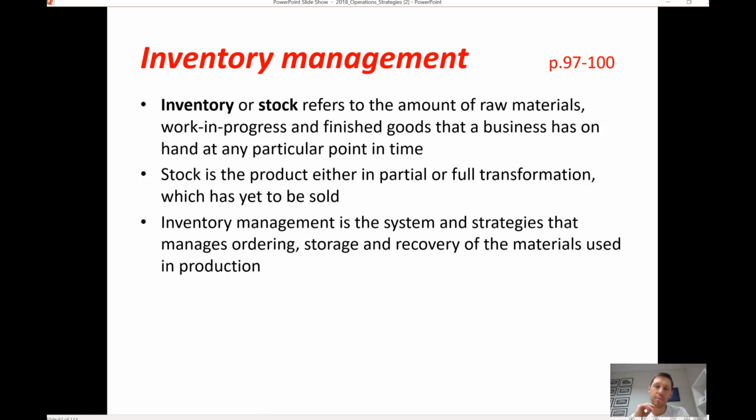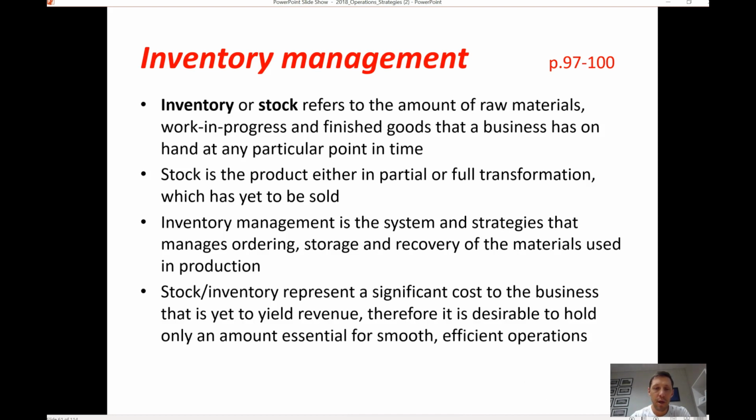Inventory management is about what systems or what strategies we as management, as an operations manager, use to order that inventory that's required, to store the inventory that's required, and also to recover the materials that are used in production. So stock and inventory is a significant cost to a business. As I said, if you looked at the balance sheet of Qantas, you'd see a significant value next to that stock in their current assets. Therefore, effectively managing it, effectively ordering it, storing it, and recovering any materials that are not used in production or that are wasted is a critical part of operations management.